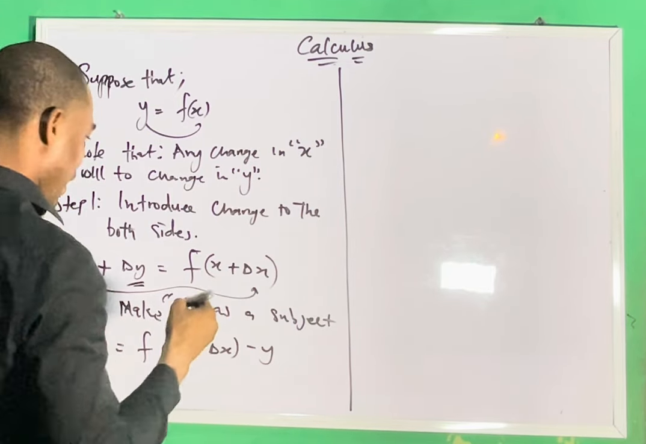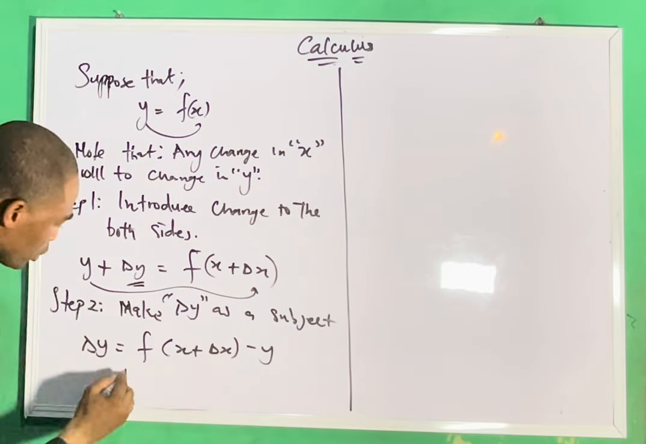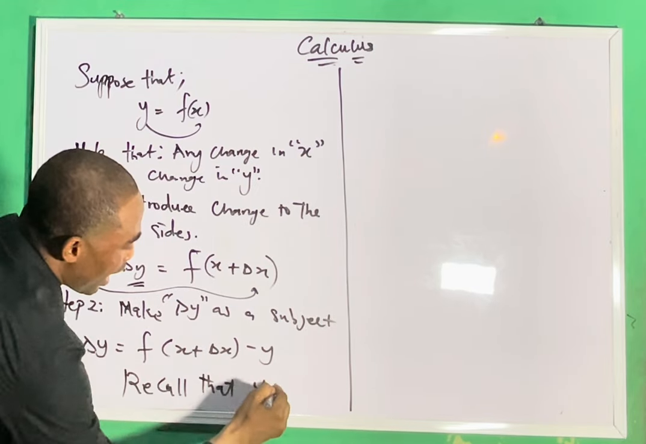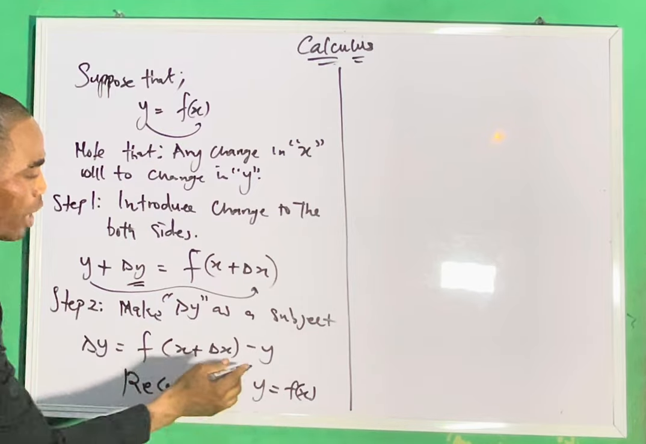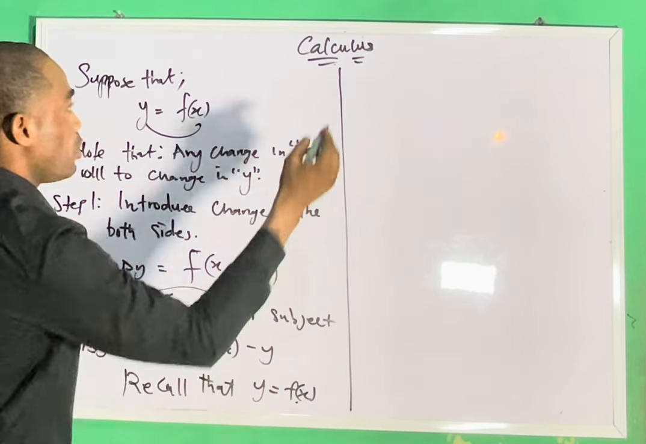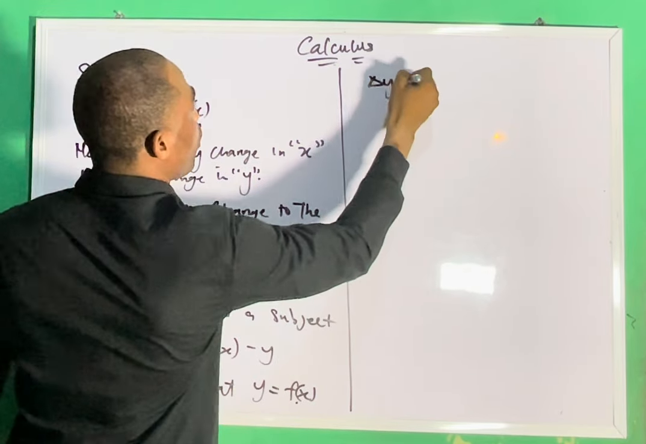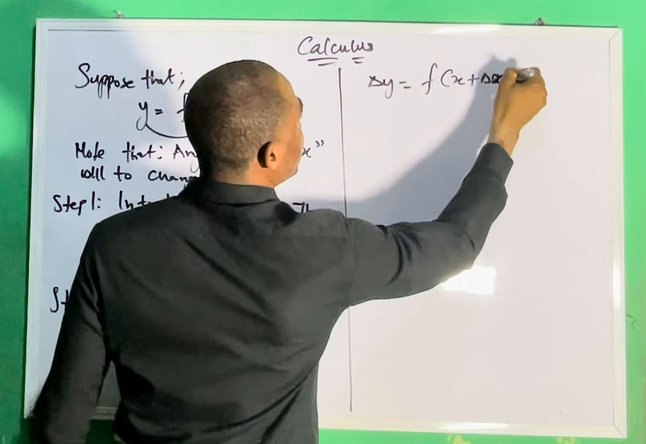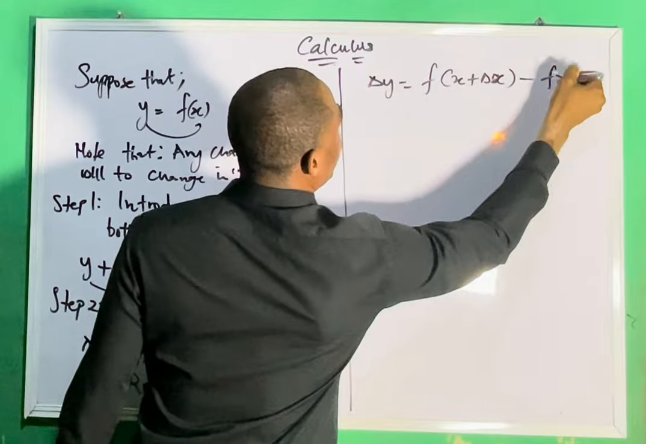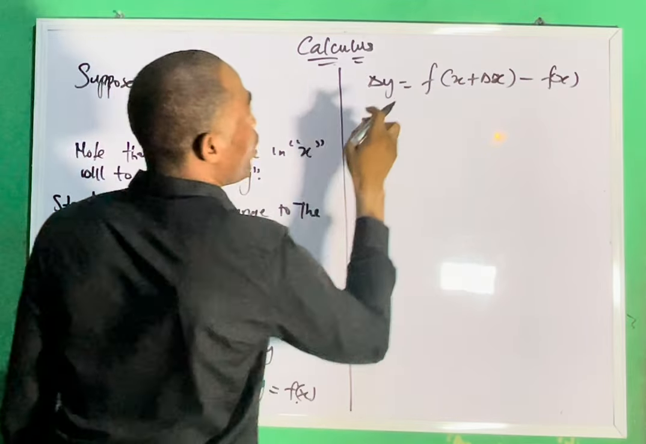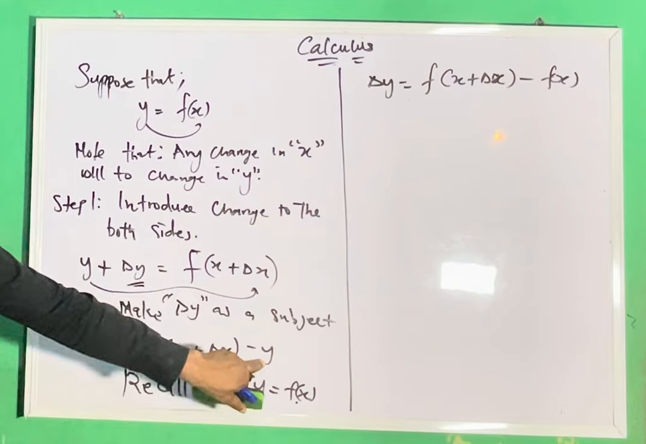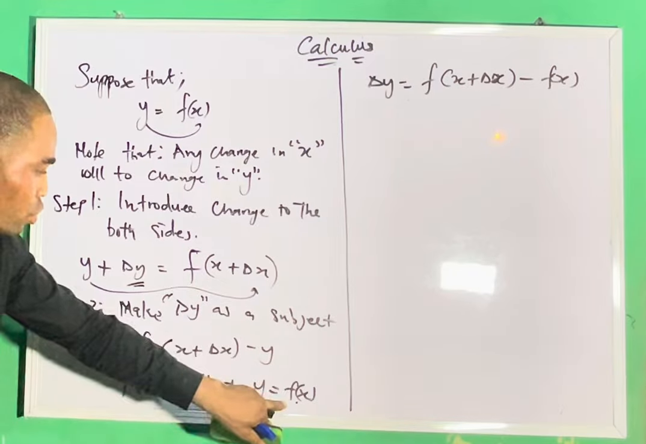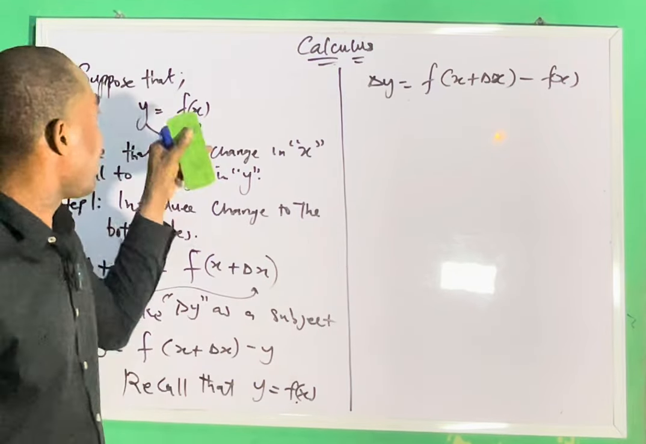Then move it to the other side. Recall that y equals a function of x. So anywhere y is, I can easily change it to function of x. So that means I'm having change in y will now equal a function of x plus change in x minus function of x. Then that's what we have. Recall that from our initial equation, we have now changed y to what? A function of x.